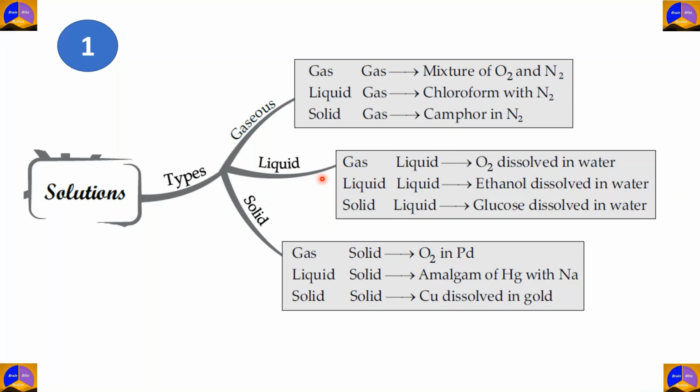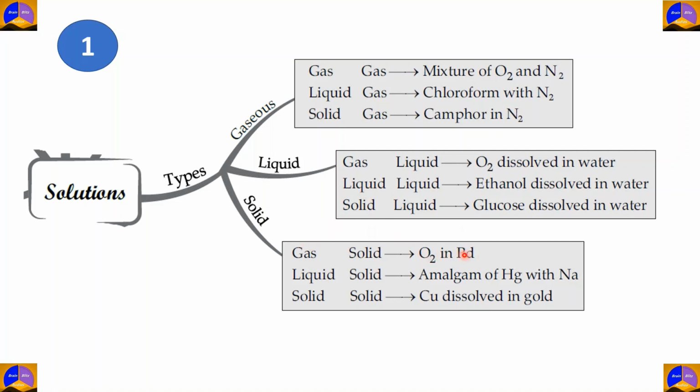Moving on to liquid solutions. A gas dissolved in a liquid has the example of oxygen dissolved in water or carbonated drinks. If a liquid is dissolved in liquid, it is a liquid-liquid type of liquid solution, and the example is ethanol dissolved in water. The example of a solid mixed into a liquid is glucose dissolved in water. There are many other examples of a solid dissolved in liquid type of solution because this is very common in chemistry labs.